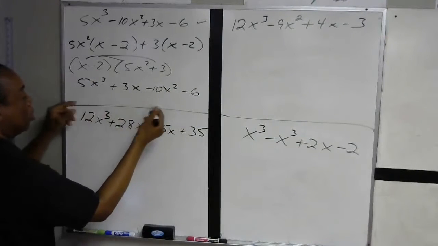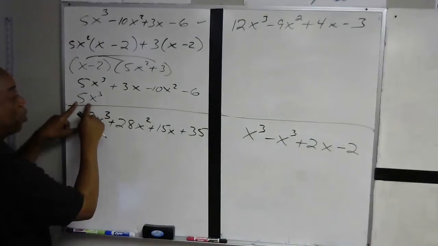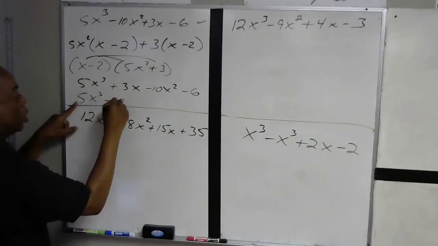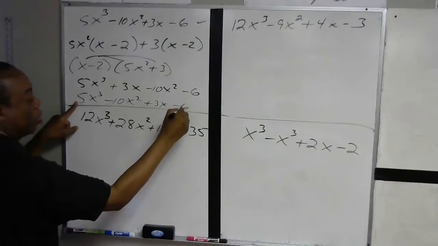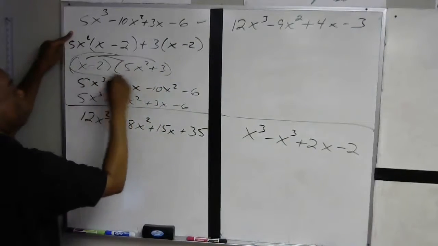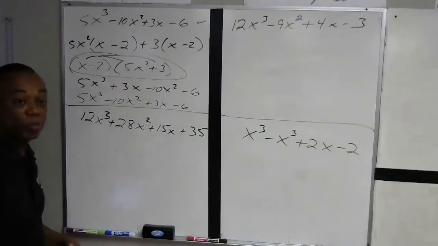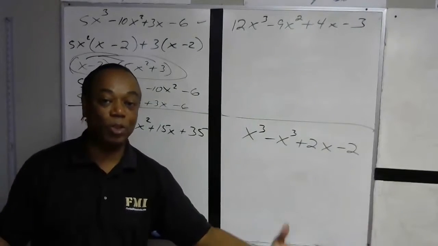And when I rearrange this to go from greatest to least, I have 5x to the third power. The next will be negative 10x squared, then the 3x, and then down to negative 6. And you can see that this does match with the original. So these two binomials really are the factors. So now we're factoring out GCFs in groups rather than the entire expression.